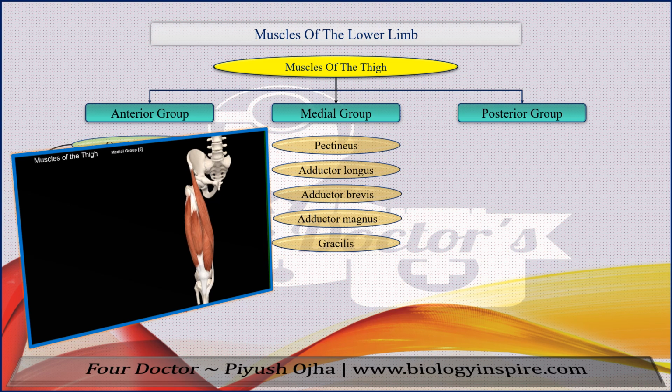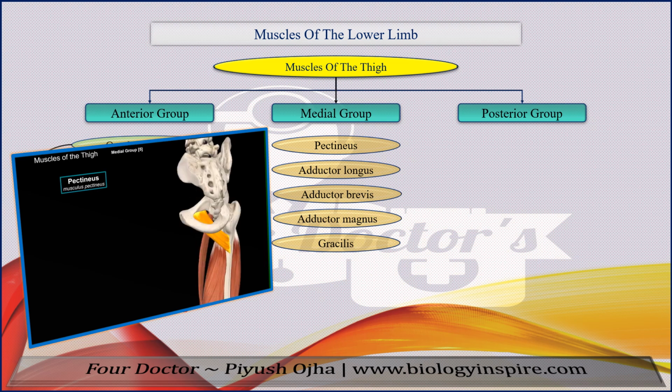Now, let's go ahead and do the medial group. And so let's look at the thigh from a medial view. First, we have the pectineus, which is here. The pectineus muscle originates from the pecten pubis, or pecten of pubis, and inserts at the pectineal line of the femur. And its function is both adduction and flexion of the thigh, as well as externally rotating the thigh.